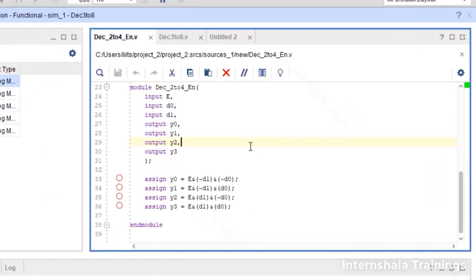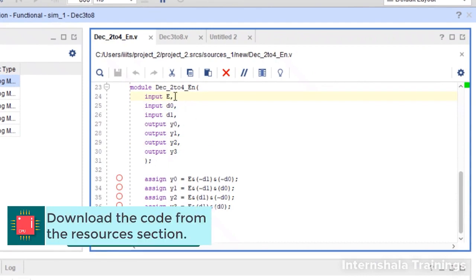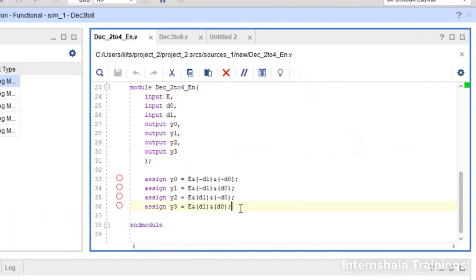So first of all, I have my 2 to 4 decoder. I have written a new code. I am not using the old one because I have an extra input E. Otherwise it is the same: D0, D1 are my two inputs, Y0, Y1, Y2, Y3 are the 4 outputs, and the logic is exactly the same.